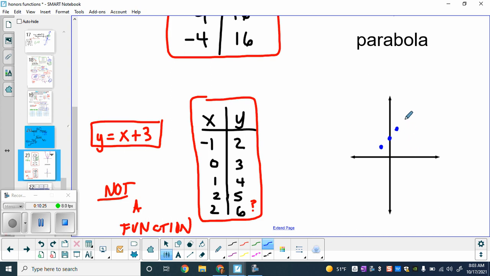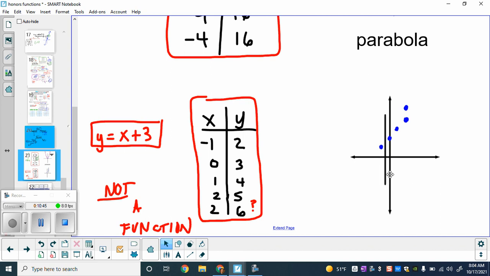I go over 2, up 5. And then over 2, up 6. Right here, if I were to have drawn a vertical line, since it goes through 2 points, that is when you spot that something's not a function. This thing is called the vertical line test.